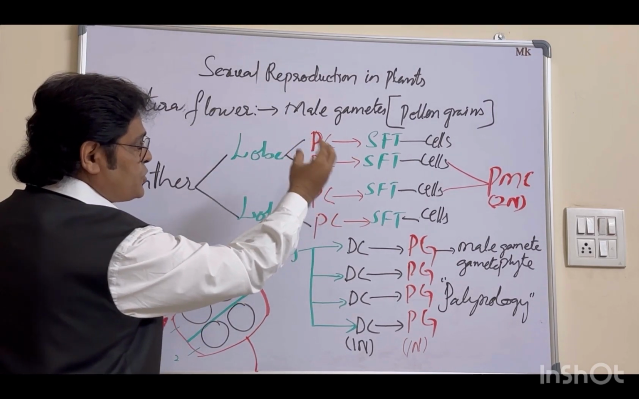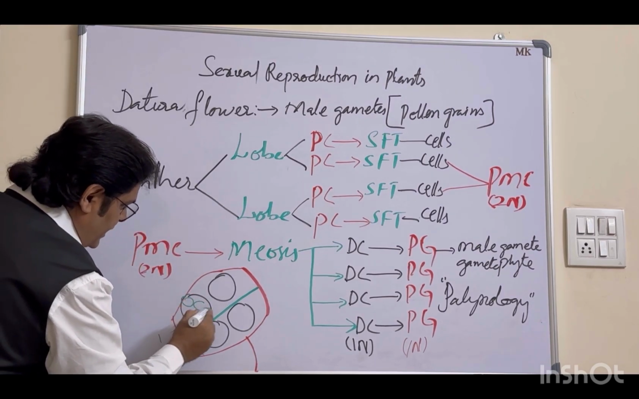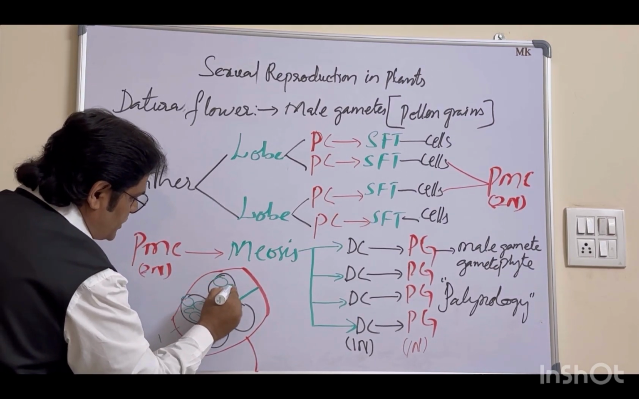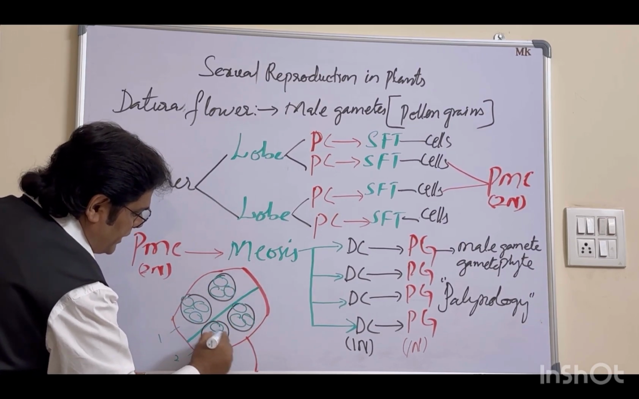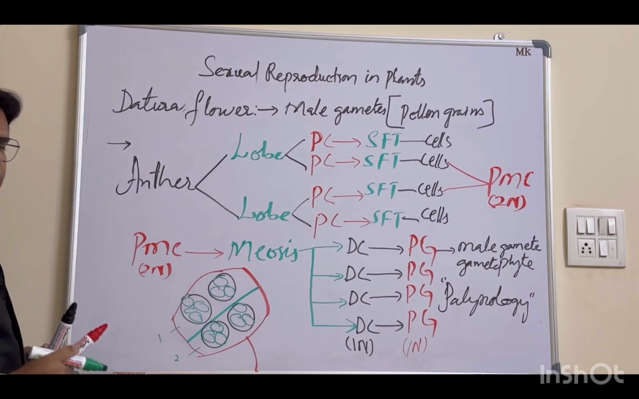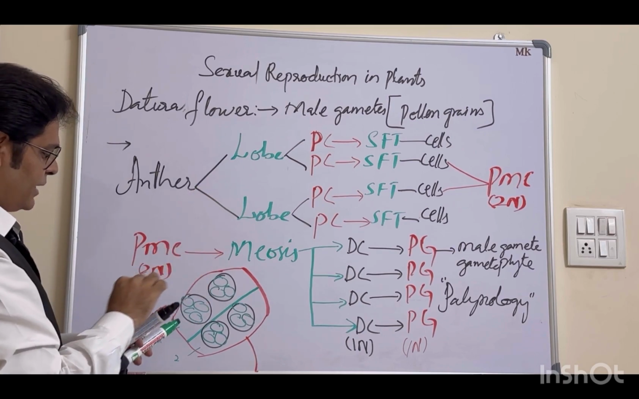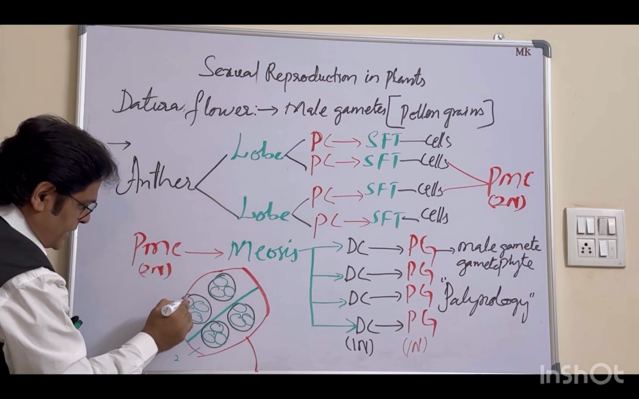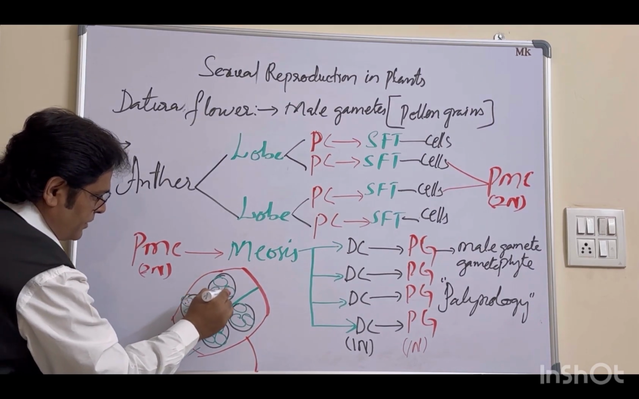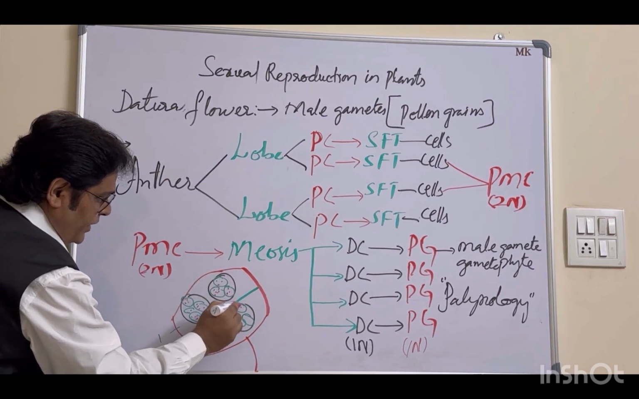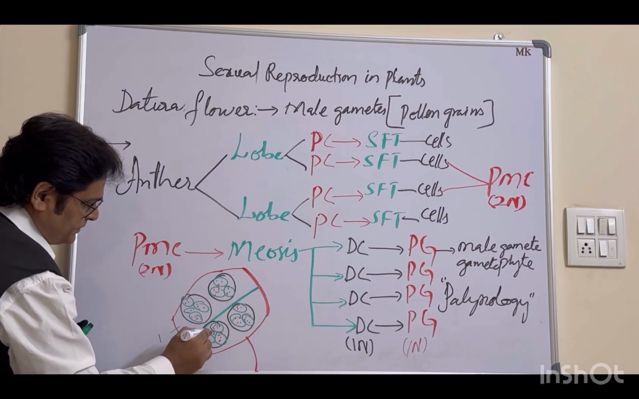Pollen chamber consists of spore formation tissues. Many spore formation tissues are there, so you can draw as many as here. These are all the spore formation tissues. Many are there, not just two or three. This spore formation tissue contains a large number of cells. A large number of cells are present in it, in the spore formation tissues.